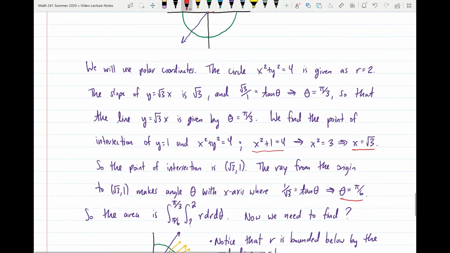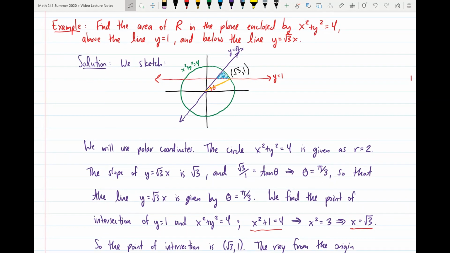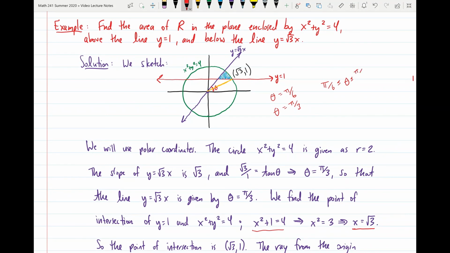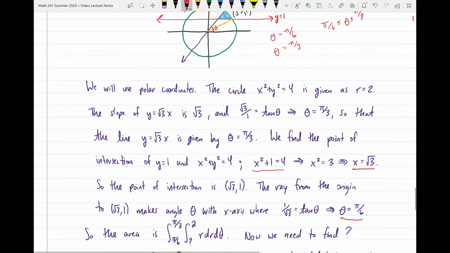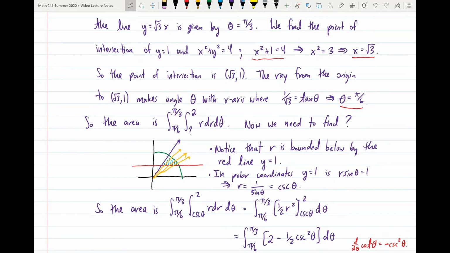And the importance here is that we're finding our bounds for theta. So we just found that that ray in yellow is theta equals pi over 6, and that ray in purple is going to be theta equals pi over 3. So theta inside of our region, we now know, is going to be between pi over 6 and pi over 3, which is why we found that point of intersection in the first place, because we wanted to find the lower bound for theta. Okay, so now we're getting pretty close.